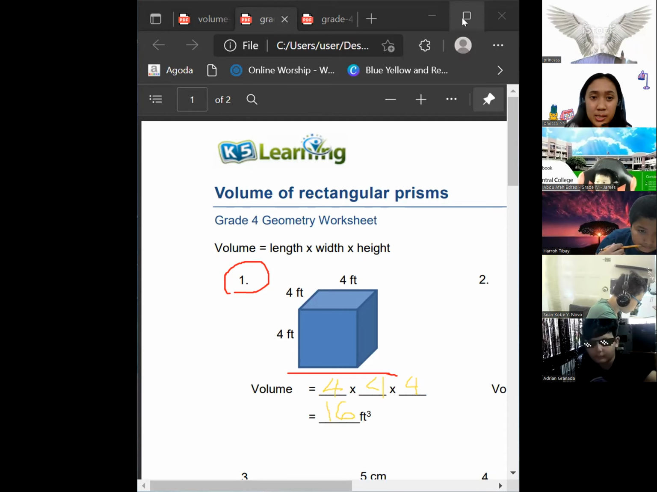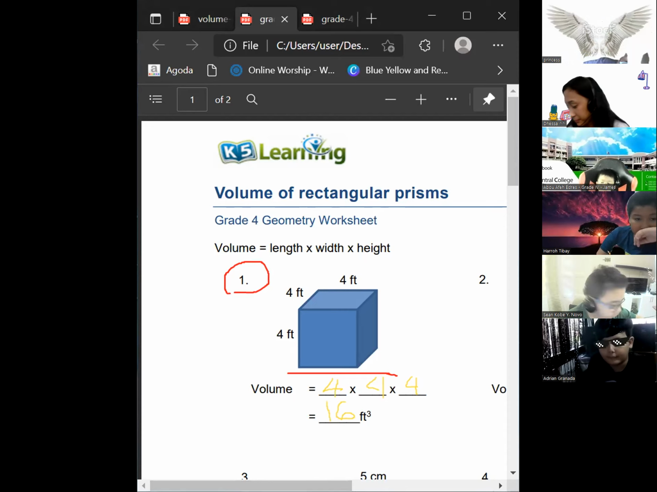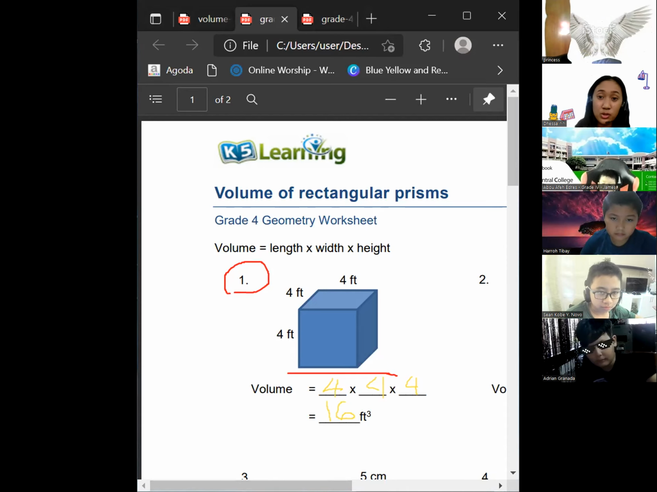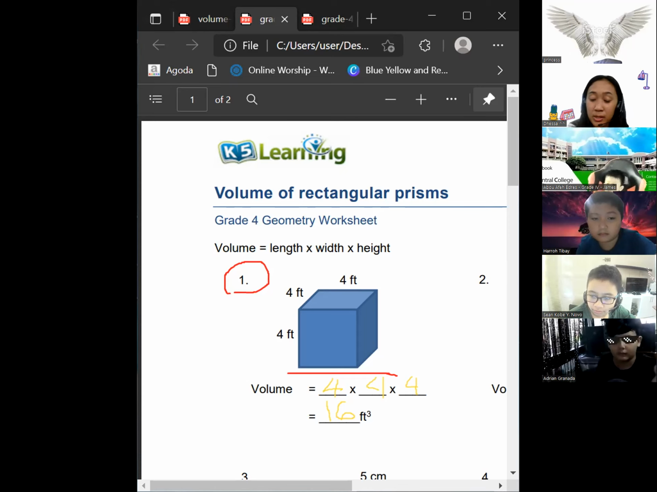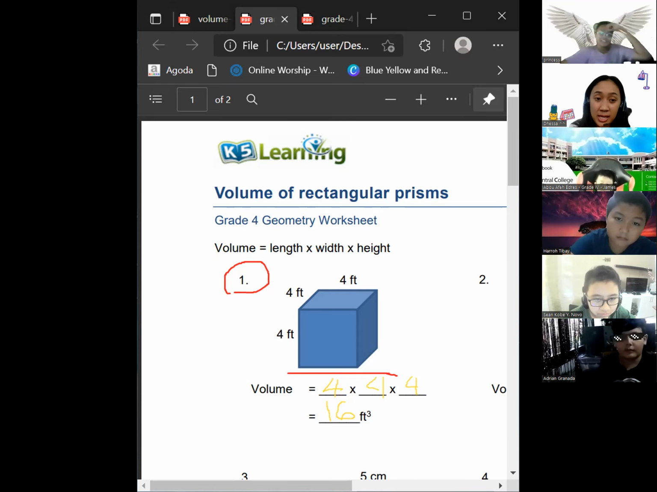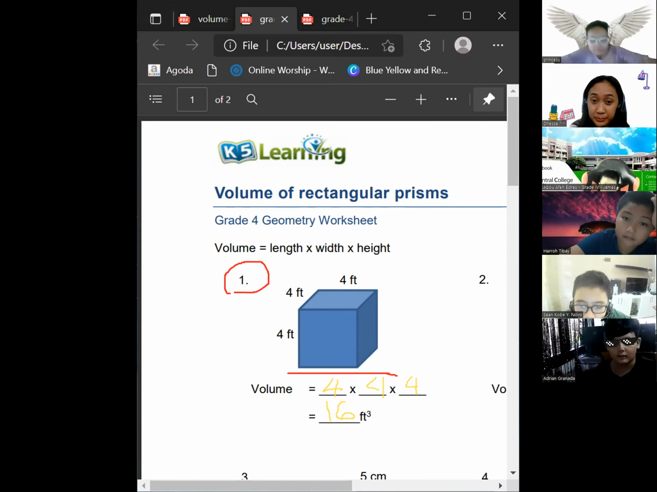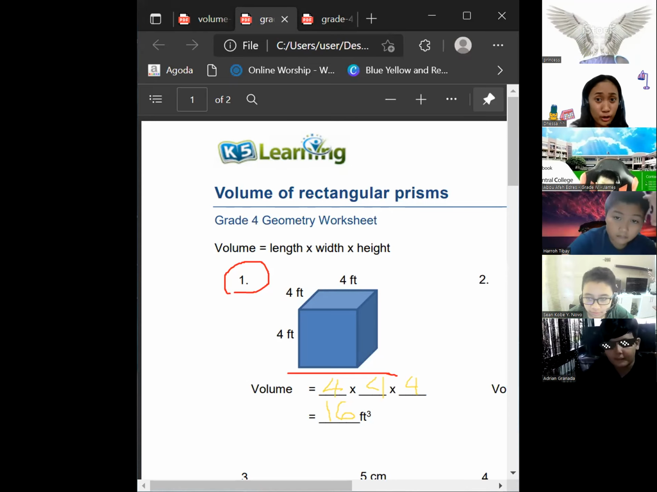Okay, done, Princess? Please read your answer. 4 times 4 times 4 equals 16 feet squared. No raising of hands, children, because this is the time for Princess. Yes, your answer is 16 feet squared.